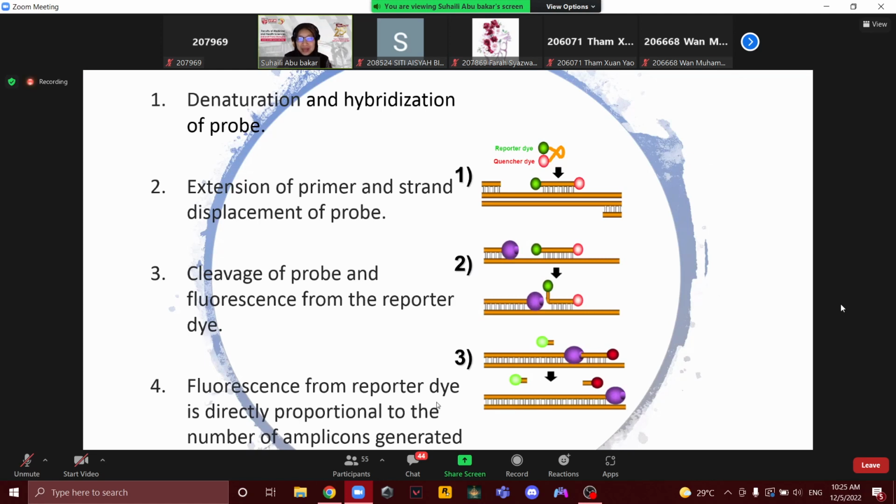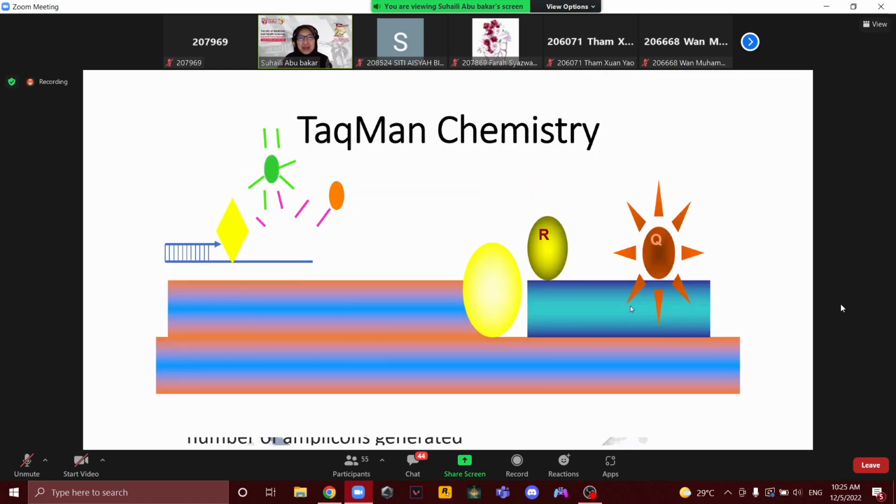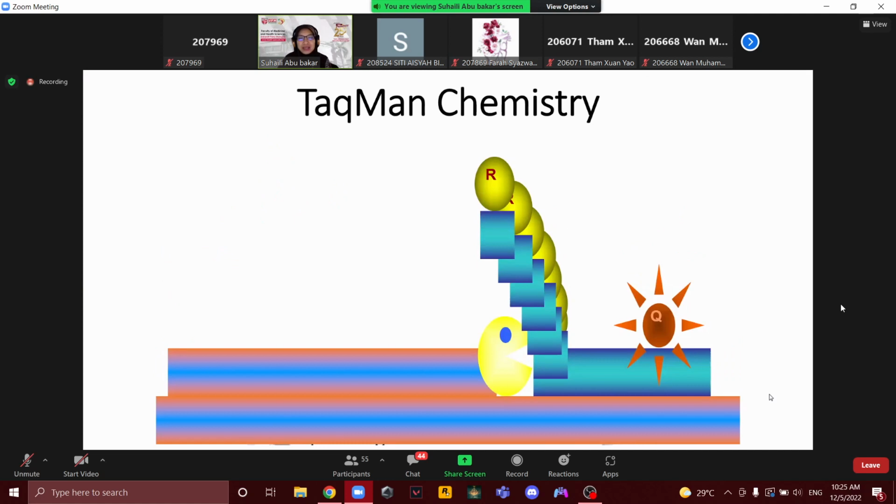Compared to the SYBR Green, specific, right? Because we put extra probe here, kat sini. Once polymerization occurs, barulah fluorophore ni boleh release, kan? Macam SYBR Green tadi, it's not so specific, right? So this one, scientists improved from the SYBR Green, become like this, TaqMan. TaqMan chemistry, like this.